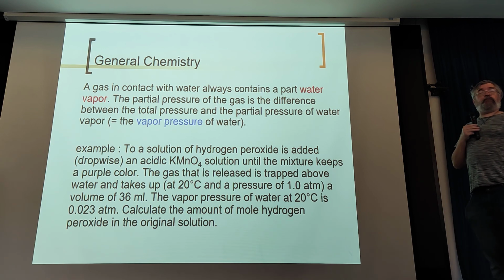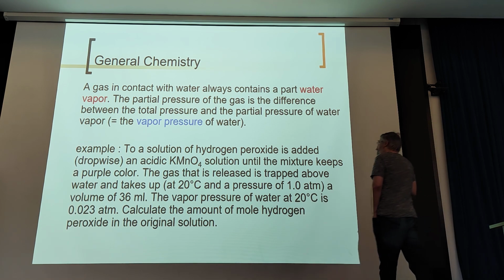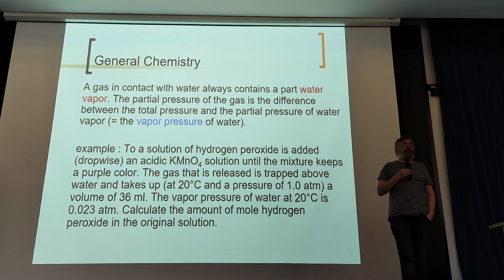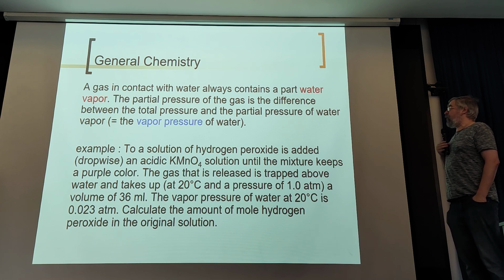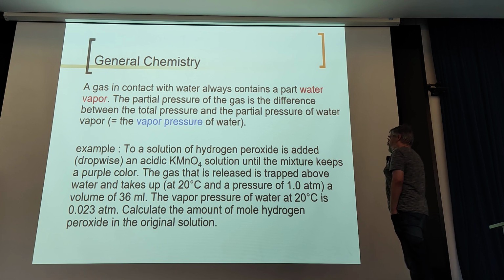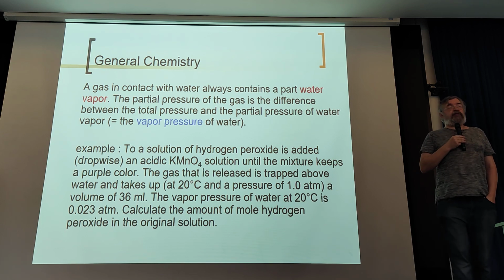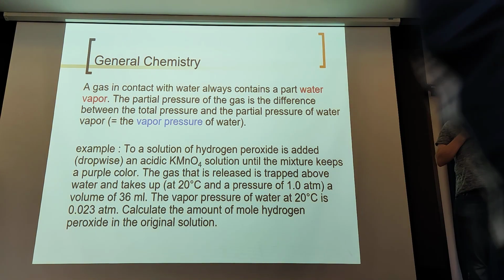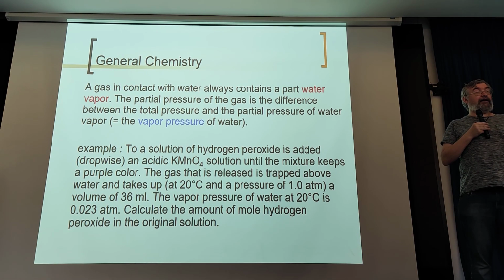We have a reaction of hydrogen peroxide, and we add an oxidant, potassium permanganate, in acid. The mixture is purple as long as there is potassium permanganate. There is a gas escaping, so the hydrogen peroxide is being oxidized. At the moment when the mixture stays purple, that means there is potassium permanganate in excess, and at that point the reaction stops because all of the hydrogen peroxide has reacted.